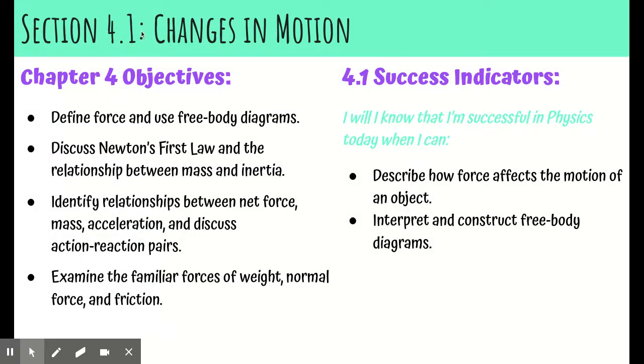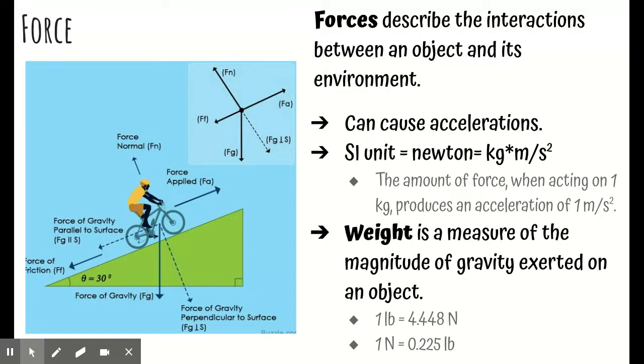So we're in section 4.1. We don't have a book, but if we were using a book, that's what we'd be going off of here. So, success indicators: this is how you know if you're successful today. After today, you should be able to describe how force affects the motion of an object and interpret and construct free body diagrams. Generally a fairly simple unit here.